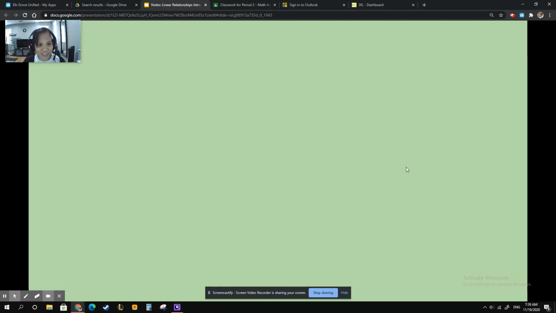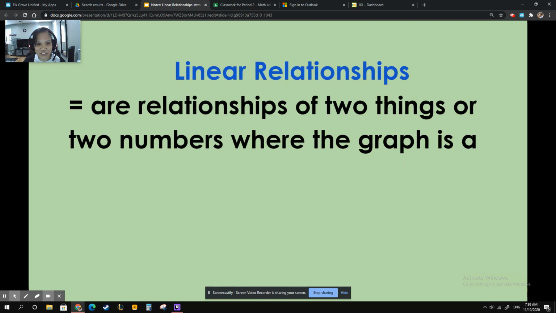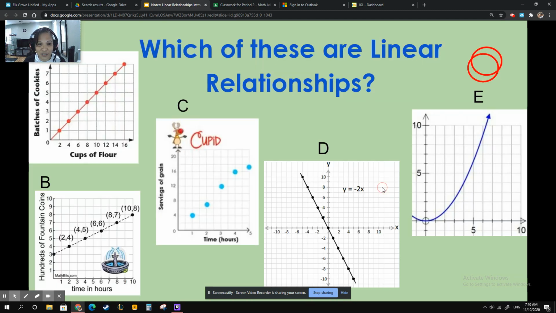And here's the definition. Linear relationships are relationships of two things or two numbers where the graph is, guess what? It's a straight line. That's all you're looking for. You're looking for a graph that is a straight line. So let's look at some graphs and see if we can identify linear relationships.